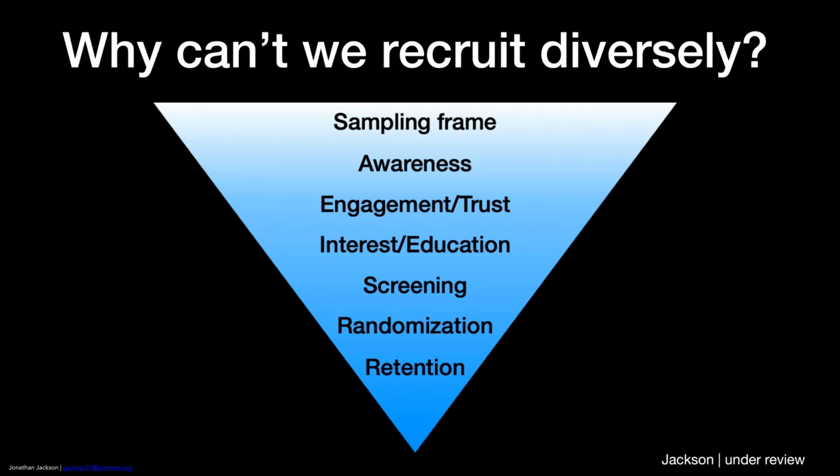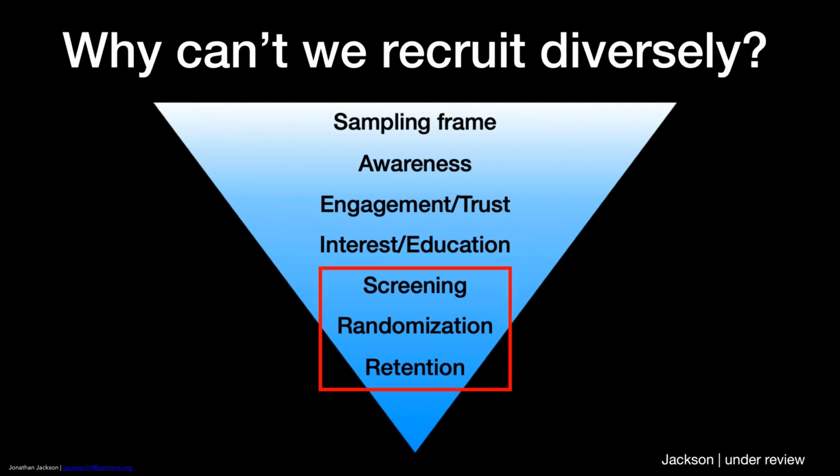It turns out that part of the problem for recruiting diversely is that we tend to have gaps in our workflow, and diverse populations may be disproportionately vulnerable to those gaps, and so we lose them somewhere along the way, usually somewhere within these 7 stages that I'm proposing here.